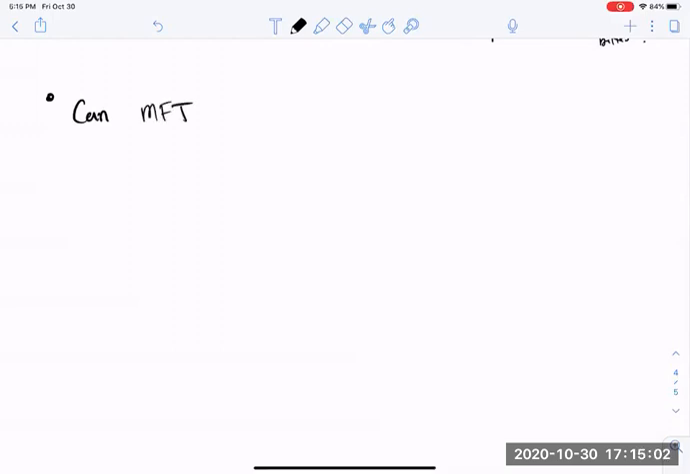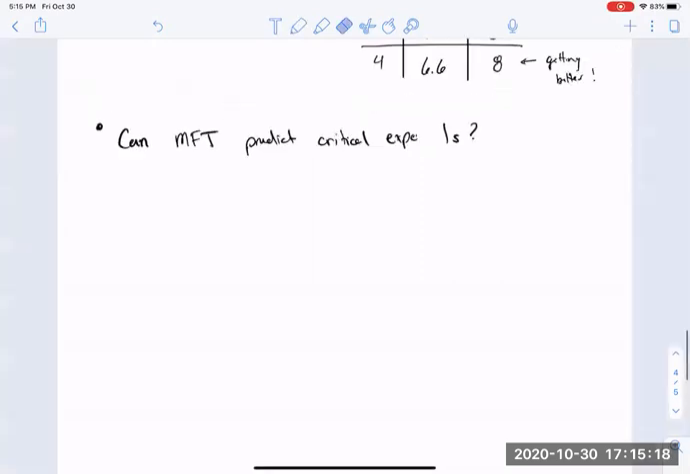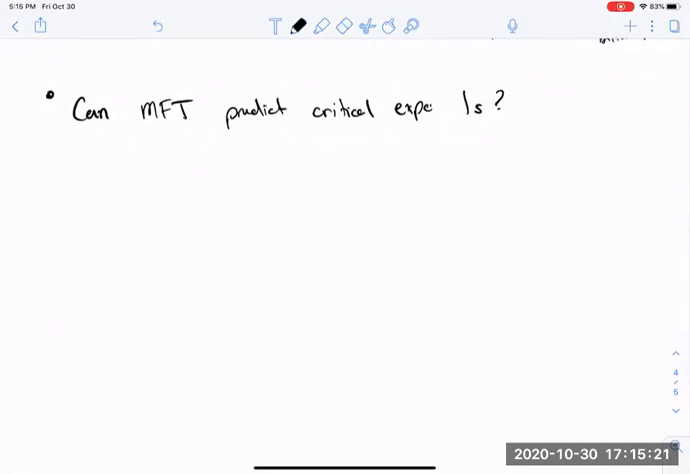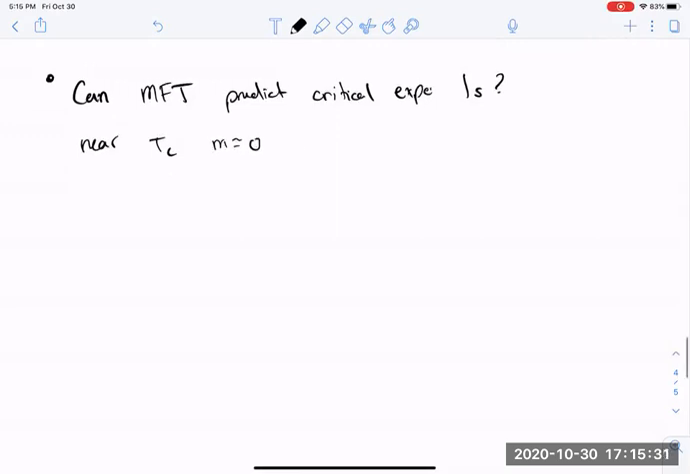Can MFT, mean field theory, predict critical exponents? Sure enough. Near Tc, we know that M is close to 0, along H equal to 0. If we just go to a slightly higher order expansion, note that hyperbolic tangent of x is x to first order and minus x cubed divided by 3 to third order.